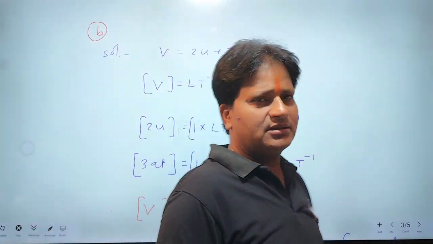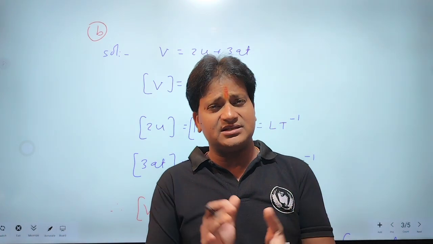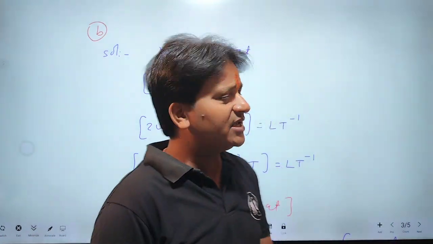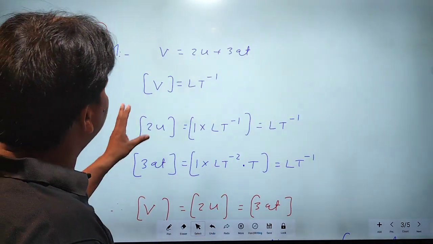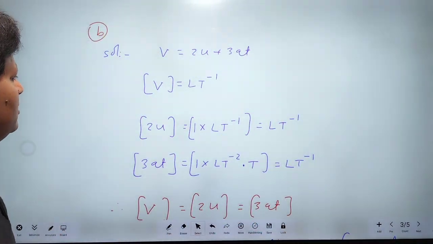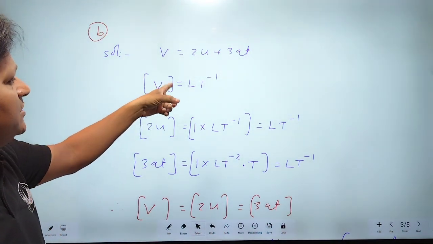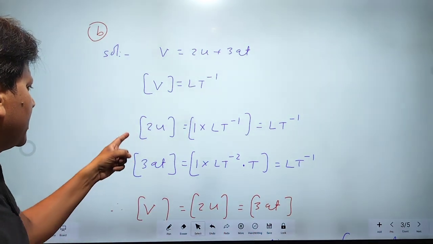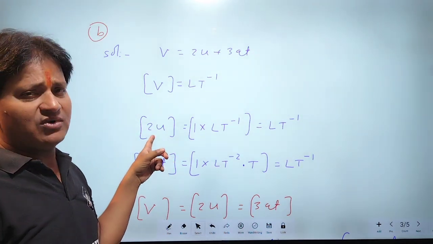Any equation will be dimensionally consistent if each term has the same dimension. Now I am going to find the dimension of each term in this equation. First of all, the dimension of this term will be equal to LT^-1 because this is final velocity. Now I am going to find the dimension of this quantity.